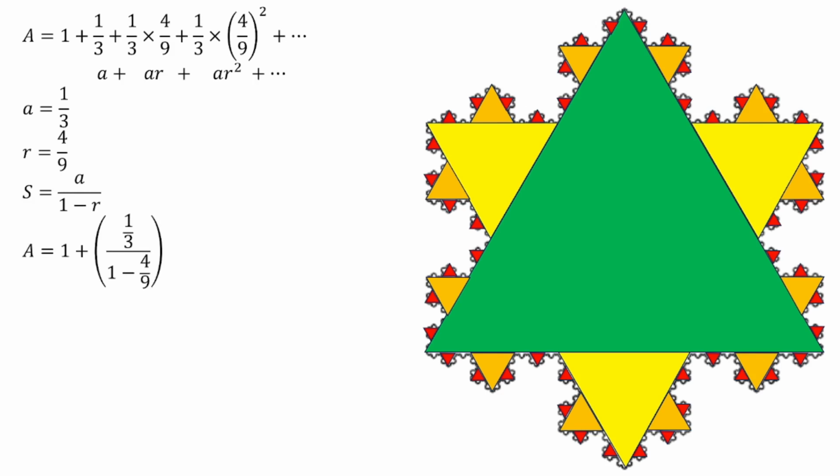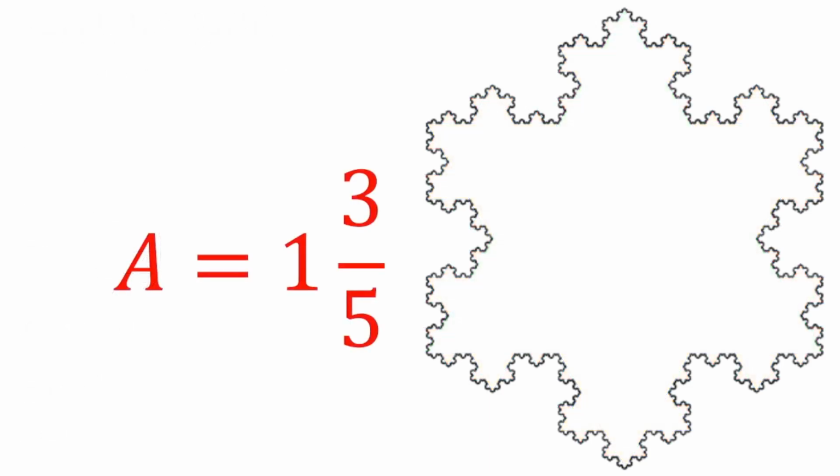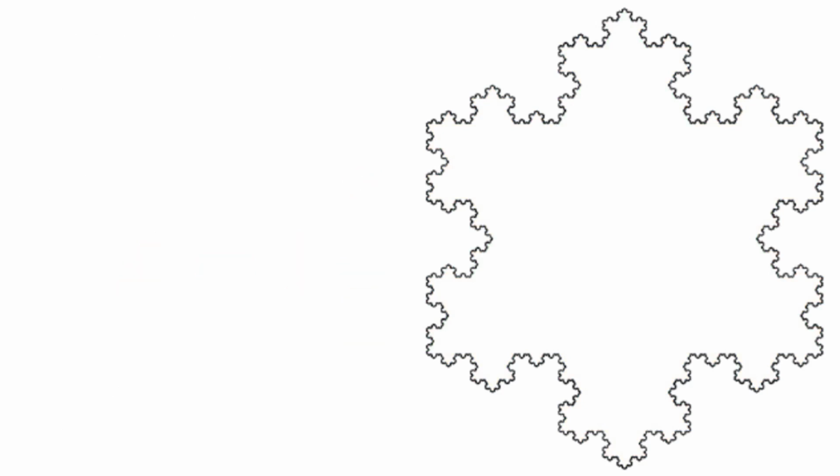Substituting our values, we'll have 1, the original area, plus 1/3 divided by 1 minus 4/9. 1 minus 4/9 is 5/9. 1/3 divided by 5/9 is the same as saying 1/3 times 9/5. The 3 and the 9 cancel, and we get 1 plus 3/5, or in other words, the area is 1 3/5. And next, let's look at the perimeter.